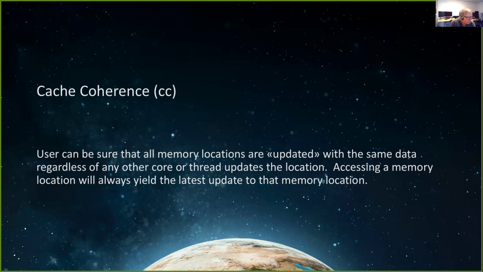A user can be sure that all memory locations are updated. So you don't really have to think about the cache coherence. It's a hardware thing that fixes the things for you.